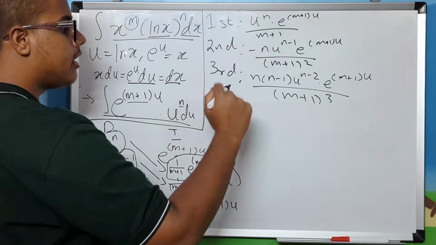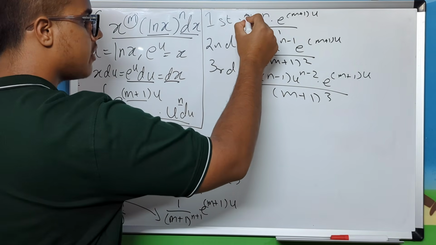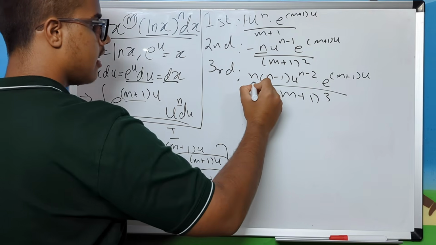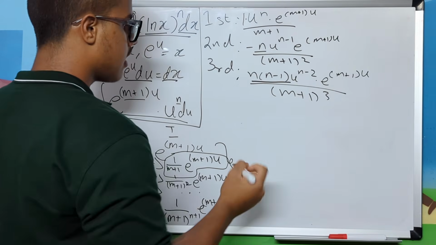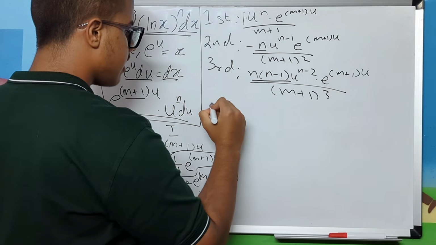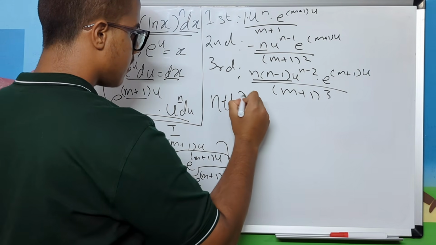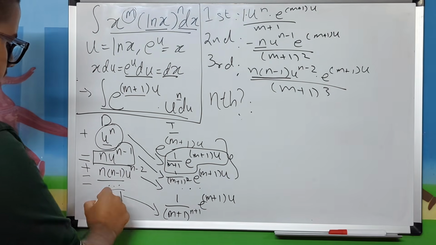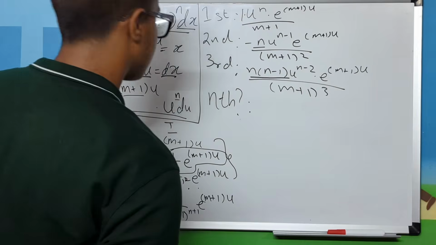And then basically, do you try to spot a pattern in the coefficients here? Here the coefficient is just 1. Here it's n. Here it's n times n minus 1. And by trying to do this, we can try to deduce the nth term as well. So the nth term will basically just be this, n times this.